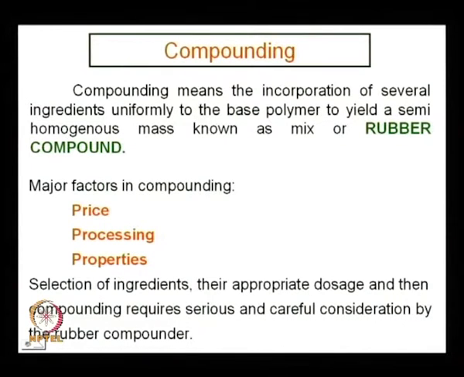The person who deals with these things, who makes a formulation and prepares the rubber compound for making a rubber product, is known as a rubber compounder. There are positions in rubber industries as rubber compounder. They work with the flows, the instruments, and these machineries.